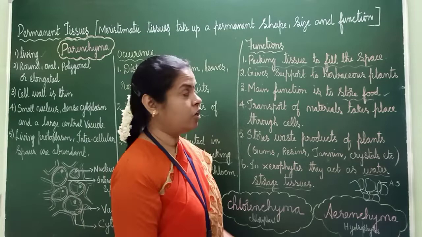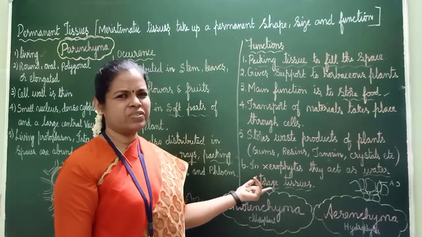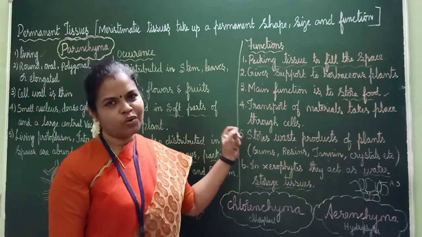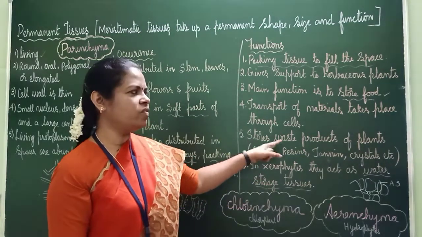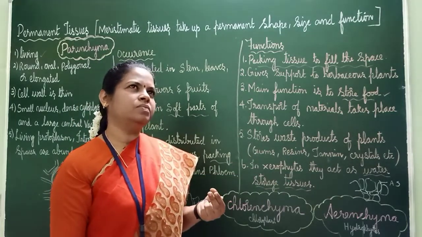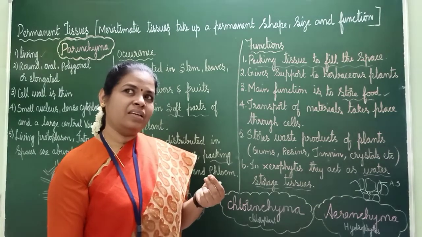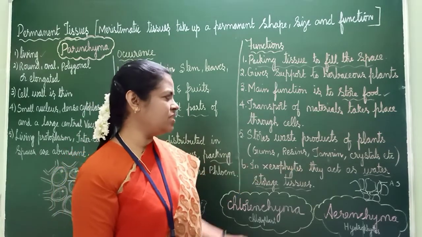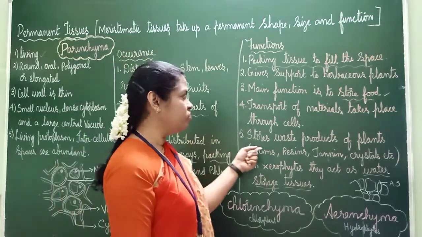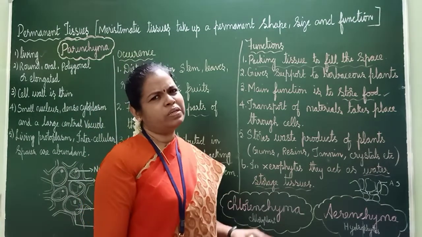They store not only food, they also store waste materials. The waste which comes out of the plant, they do not have a washroom, no? So what will they do? They will store it in the cells only. So they store waste products of plants. What are the waste products? Like resins, tannin, and some kinds of crystals, gums and all that come from plants. They are all waste products of plants.